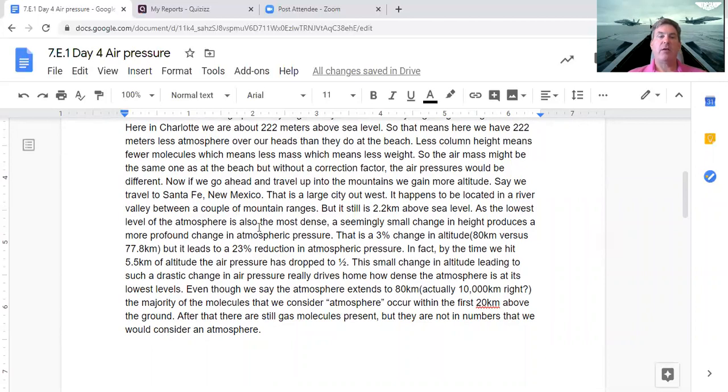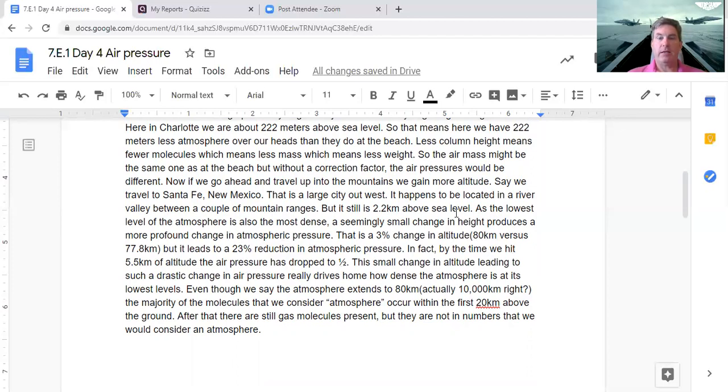So at the lowest level of the atmosphere, it's also the most dense. A seemingly small change in height brings a more profound change in atmospheric pressure. Going from sea level to Santa Fe, 2.2 kilometers, is only a 3% change in altitude, 80 kilometers versus 77.8, but it leads to a 23% reduction in atmospheric pressure. In fact, by the time we hit 5.5 kilometers of altitude, the air pressure has dropped to half of what it was at sea level.